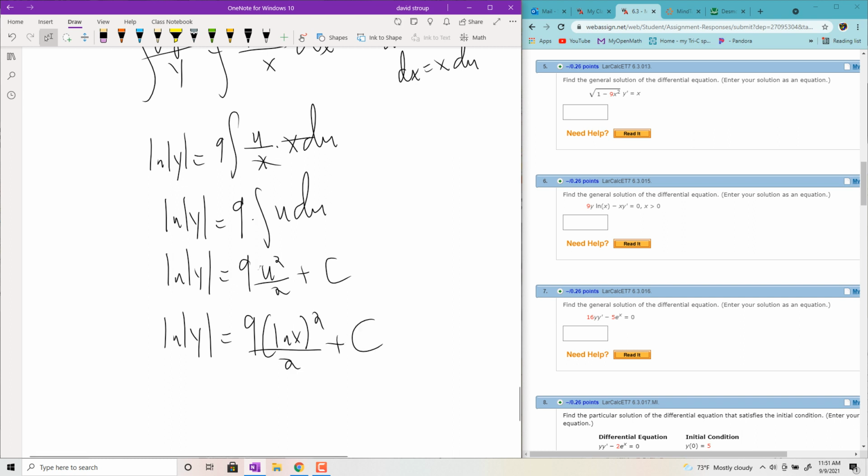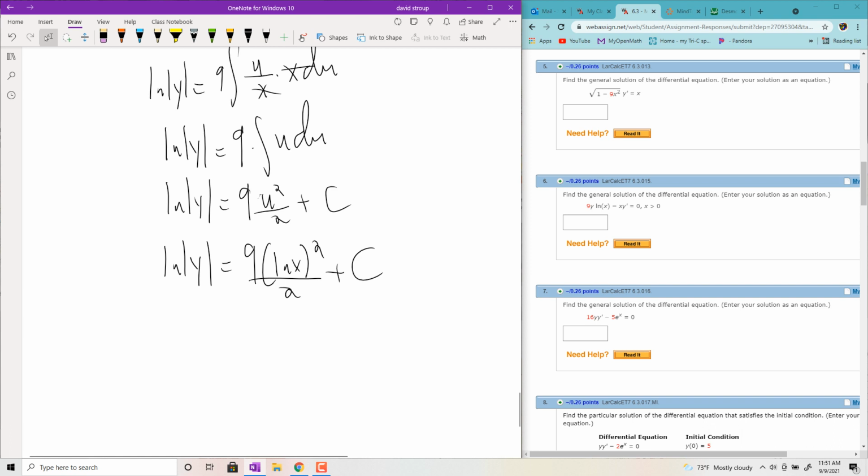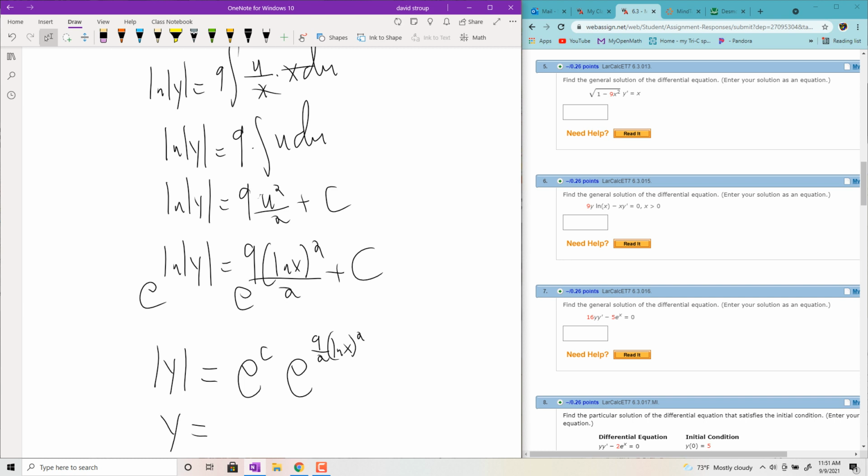You can exponentiate both sides and get an explicit solution. So now on the left you got absolute value y. On the right you get, let's turn it into 2 factors, e to the c times e to the 9/2 ln x squared. And then drop the absolute values, you get a plus or minus e to the c, replace the plus minus e to the c with a c, and you get e to the 9/2 ln x squared.